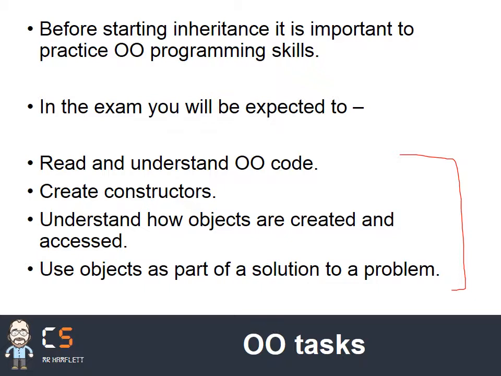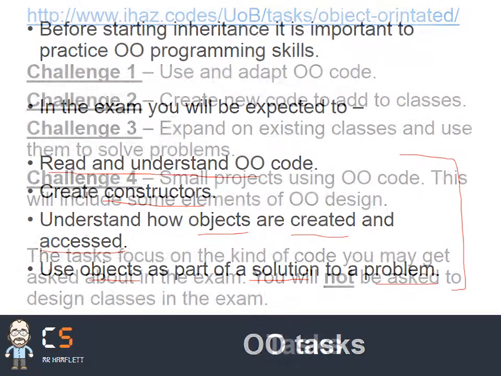Okay, so you need to be able to read and understand OO code. So if they give you an exam, you need to know what it looks like and read it. You need to be able to create your own constructors and assign values within it. You need to know how objects are created and instantiated and how they're accessed, and use objects as part of a solution to a problem. So this is where you need to start practicing your coding.